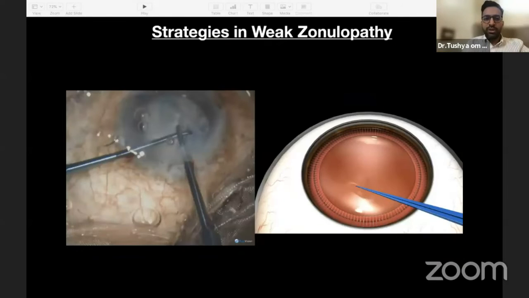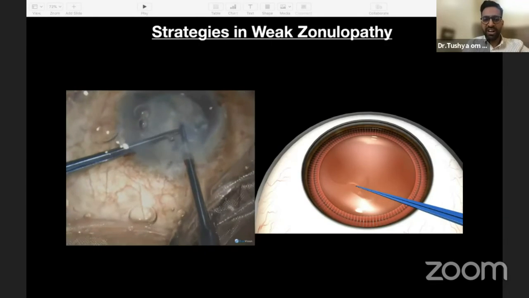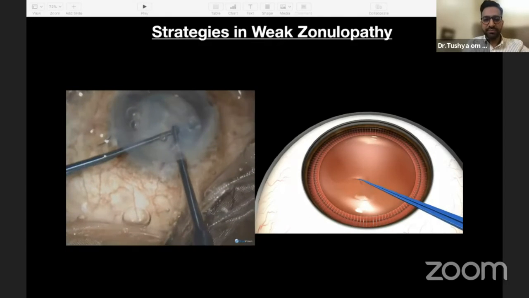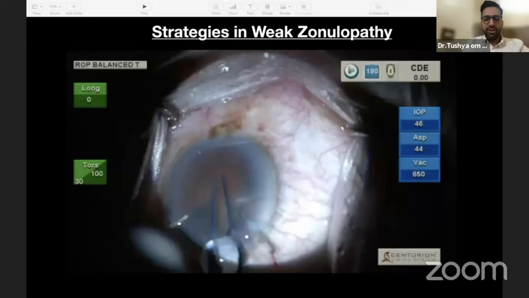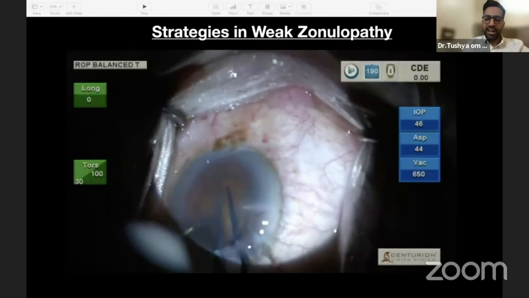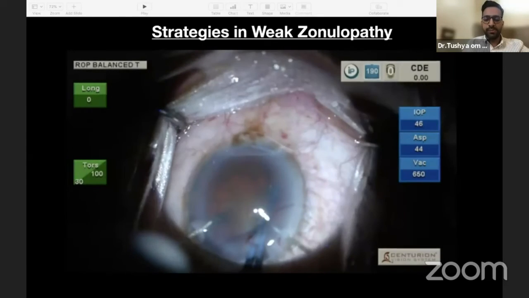So a few strategies in weak zonulopathy for rexes is that you can always use bimanual forceps, bimanual rexes. What you do is the second forceps holds the capsule, acts as artificial zonules, provides counter traction, and thereby helps in completing the rexes. If you see in this animation, the second forceps is acting as a counter traction for the completion of the rexes. Similarly, we can also use capsular hooks, which also act as artificial zonules, thereby providing counter traction and helping in completion of the rexes.